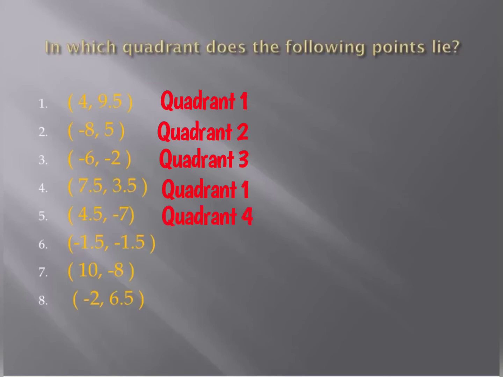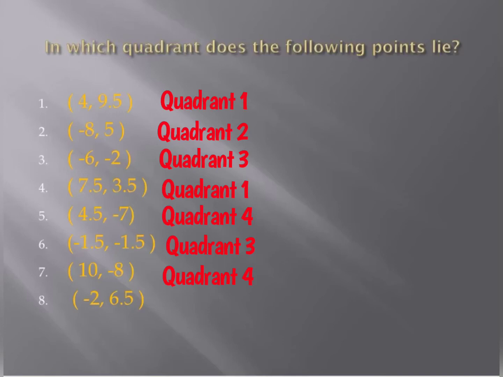Sixth one, (-1.5, -1.5). So here x is -1.5 and y is -1.5 and both are negative. So this ordered pair will lie in third quadrant. Seventh one is (10, -8). X is 10, y is -8. So x is positive and y is negative. So this ordered pair will lie in fourth quadrant.